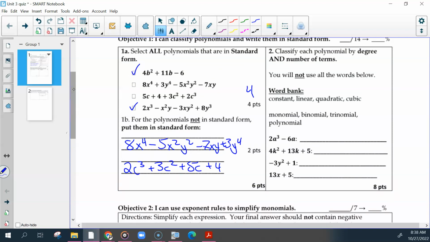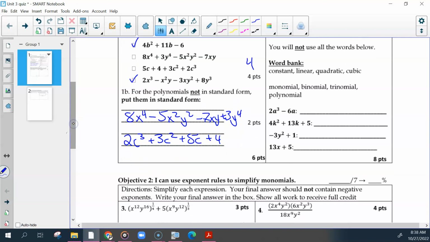All right. For these, you have to do one word from this and one word from this. So this was a cubic binomial. Cubic because it has a power of 3. Binomial because there's 2 terms. This one was a quadratic trinomial. Quadratic because the exponent is 2. Trinomial because there are 3 terms.